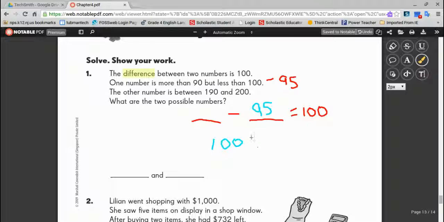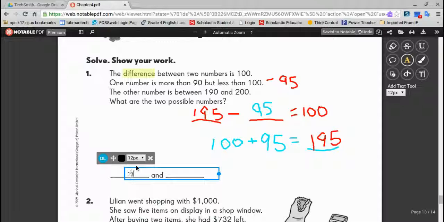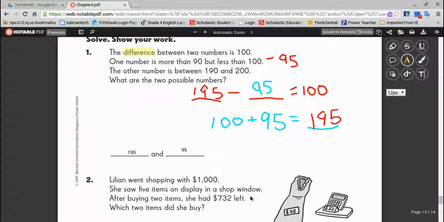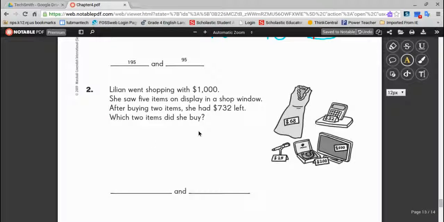100 plus 95 equals my blank. And I know 100 plus 95 is 195. So that means I know my other number. My other number is 195. So what are my two possible numbers? Well, that is 195 and 95.